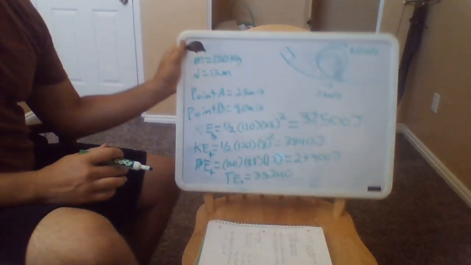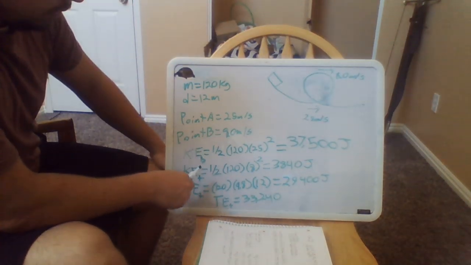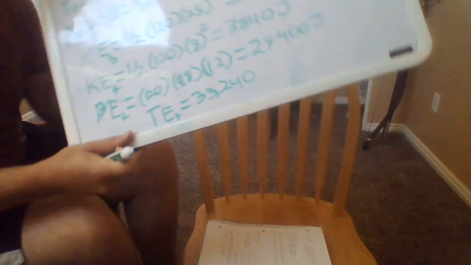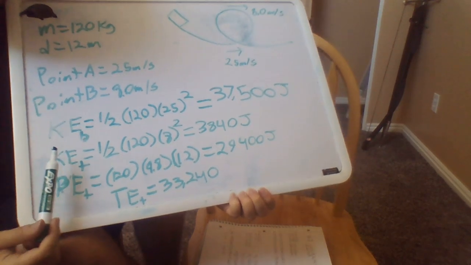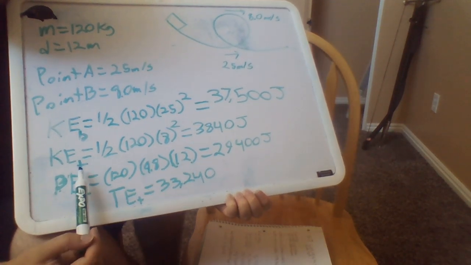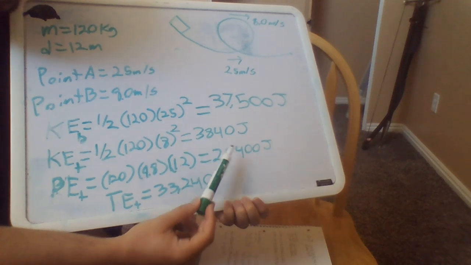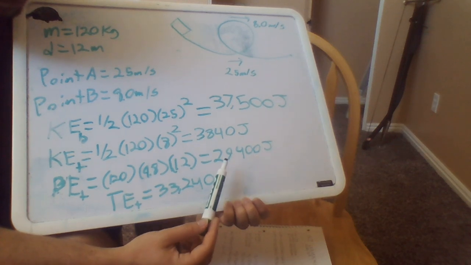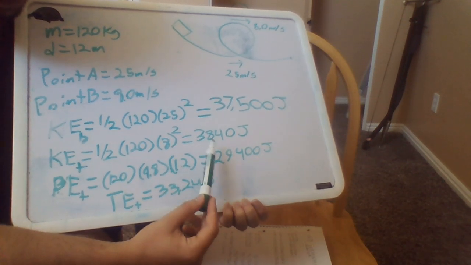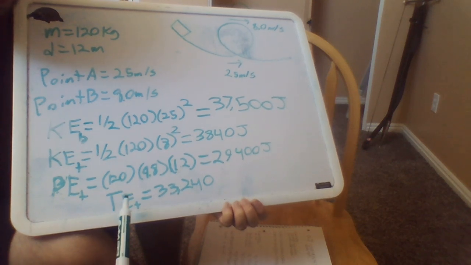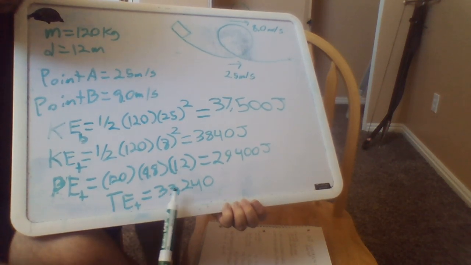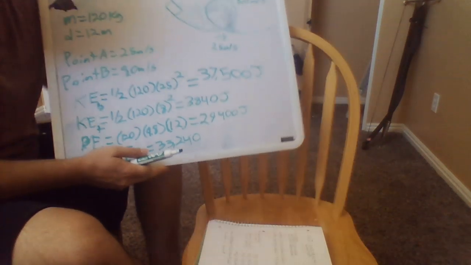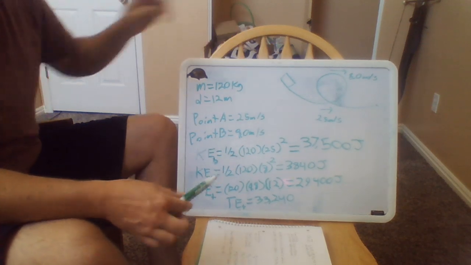Okay, I'm going to need to make more space here. Down at the bottom here, we have our total kinetic energy for the top was 3,840. Our total potential energy at the top was 29,400. So we added those together to get the total energy of the top, which is 33,240. So now we have all the pieces we need to figure out what our work done by friction is.